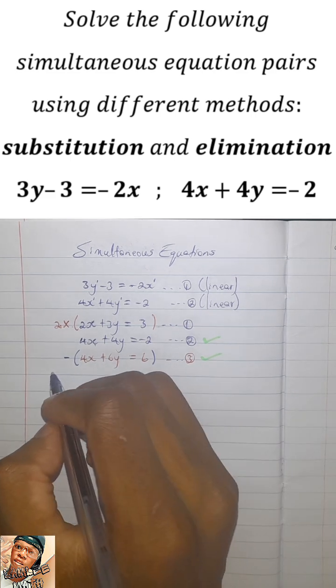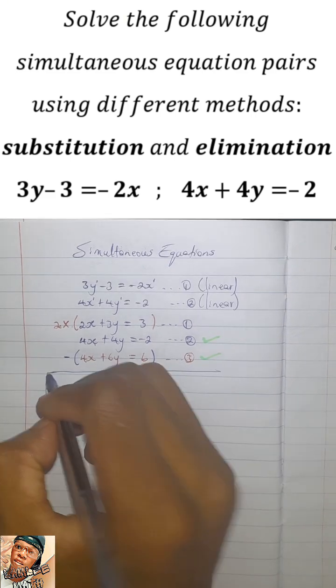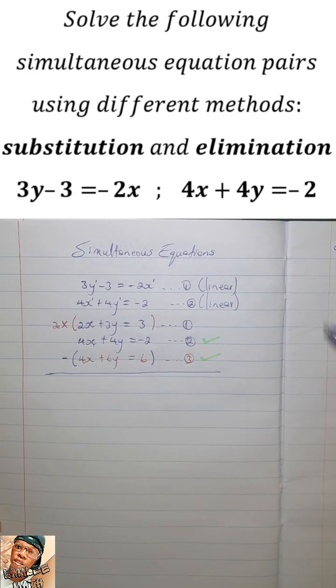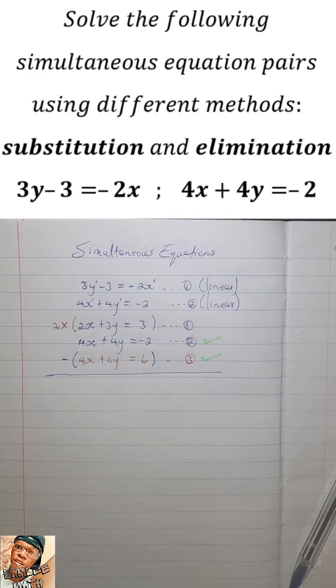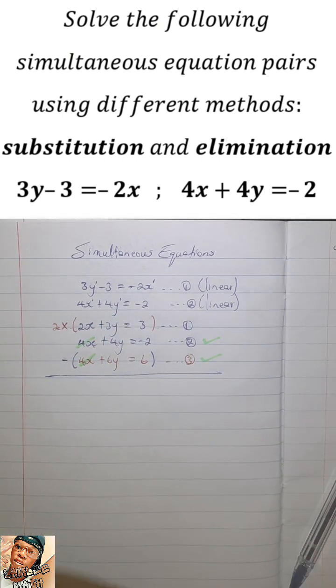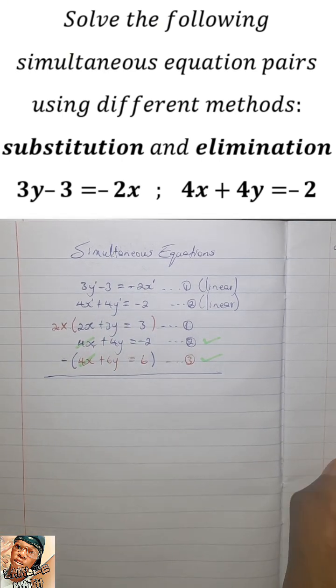By so saying, we're going to have this result: 4x minus 4x, that's 0. That means that we have indeed eliminated what? X. So we no longer have x as a variable to solve for, right?